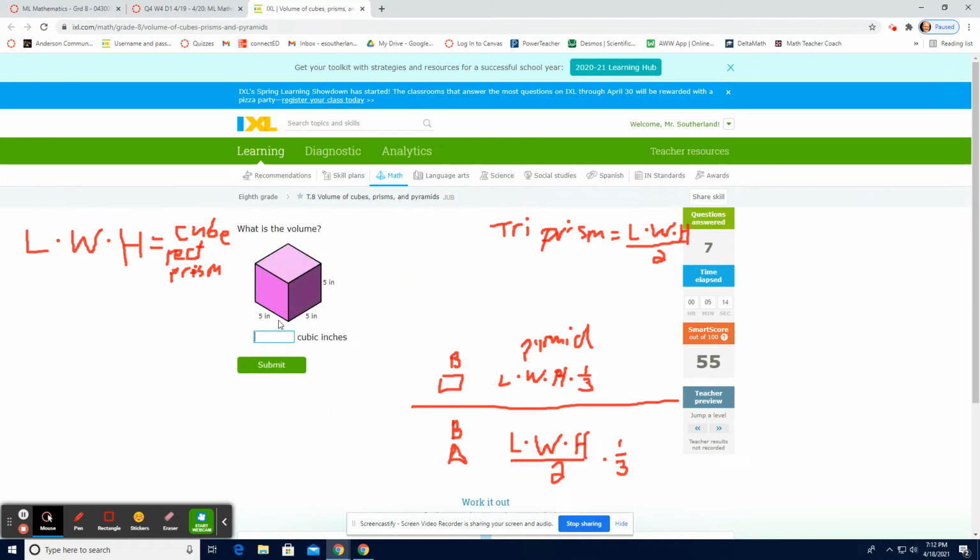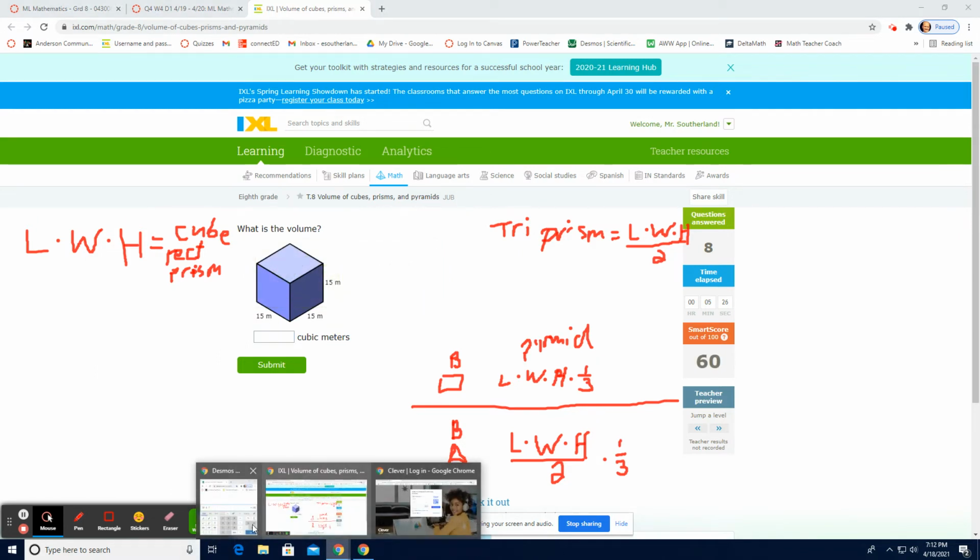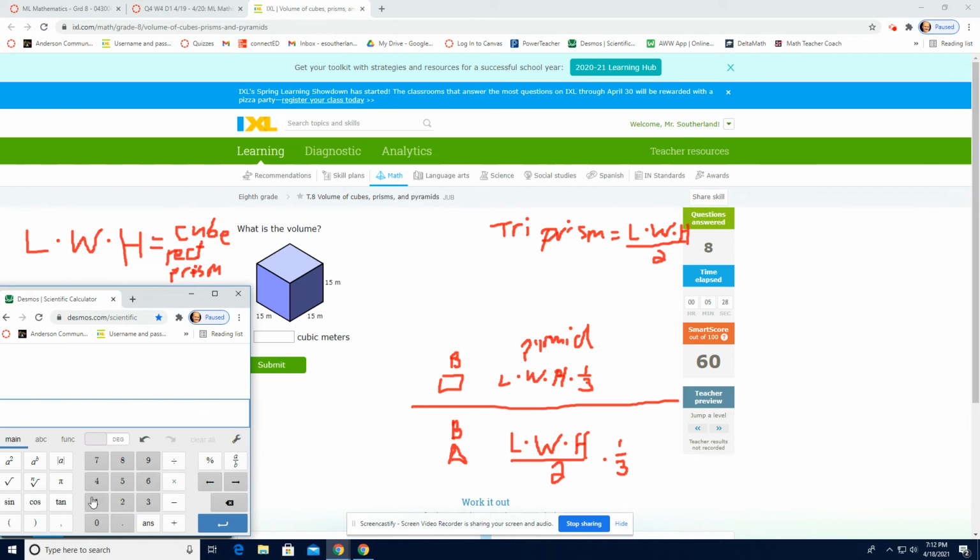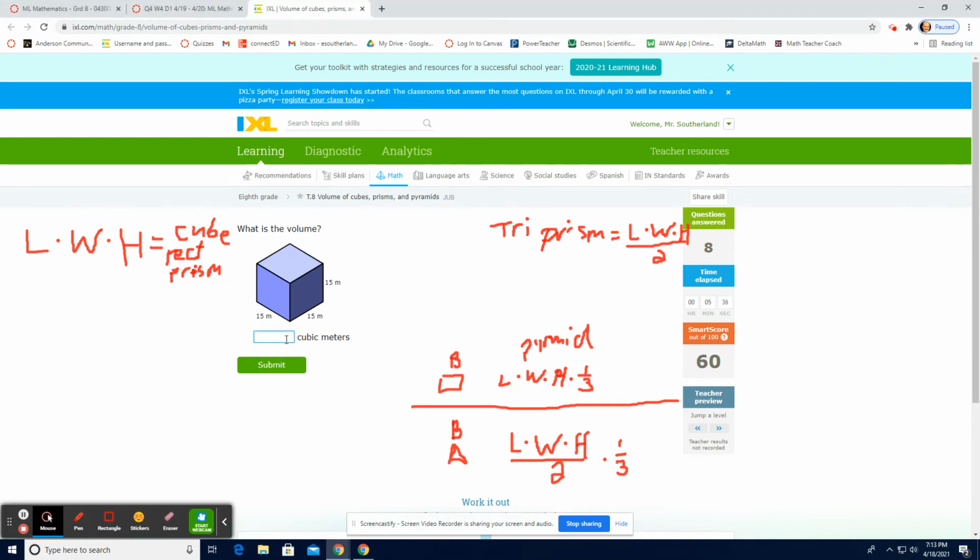Once you get good at these, you really don't need to use a calculator, but if you need to, go ahead. 5 times 5 is 25. 25 times 5 is 125. 15 times 15 times 15, I don't know what it is, so I would go back to a calculator and just do 15 times 15 times 15, 3375.